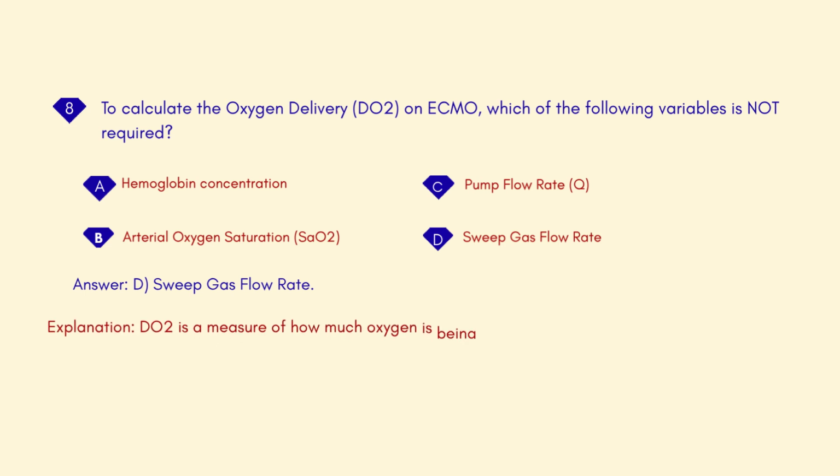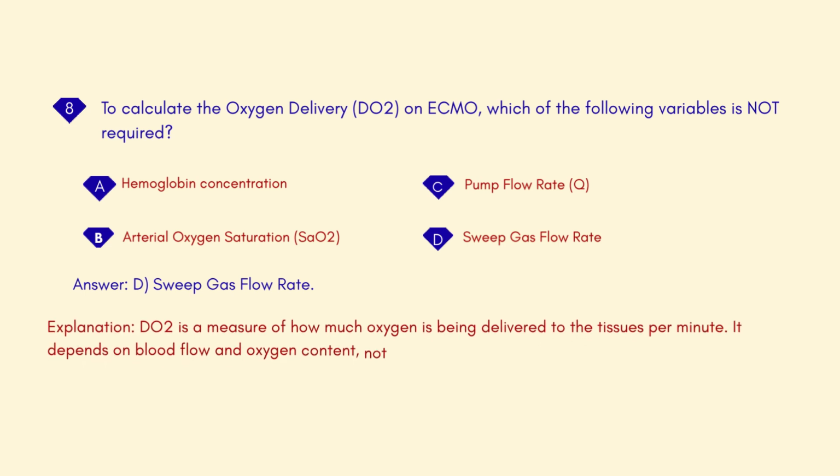Explanation: DO2 is a measure of how much oxygen is being delivered to the tissues per minute. It depends on blood flow and oxygen content, not the rate of sweep gas, which primarily manages CO2 removal.